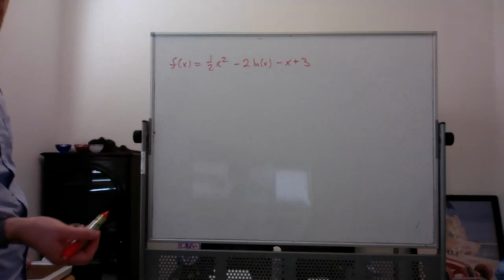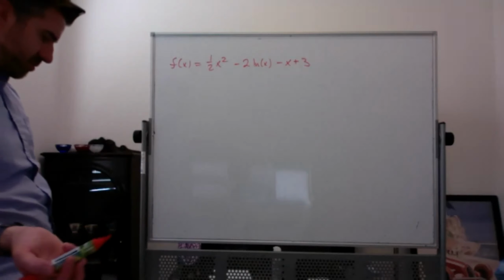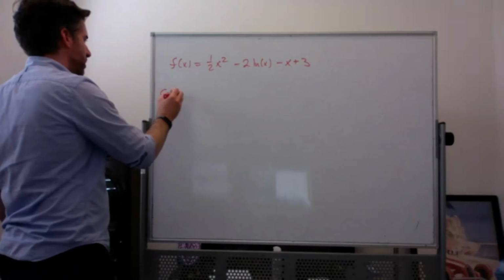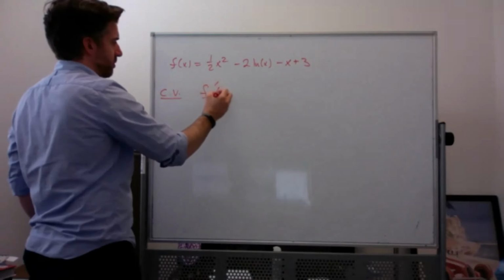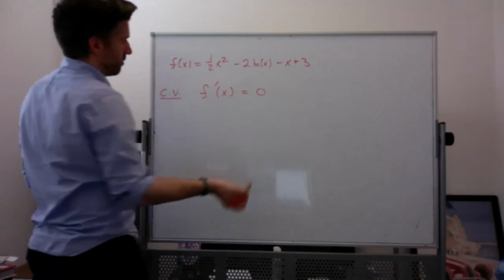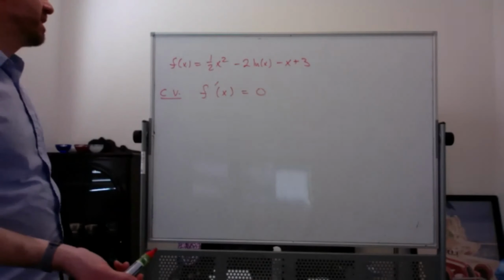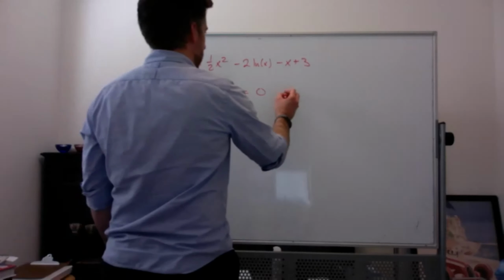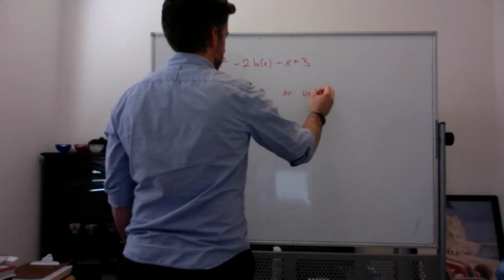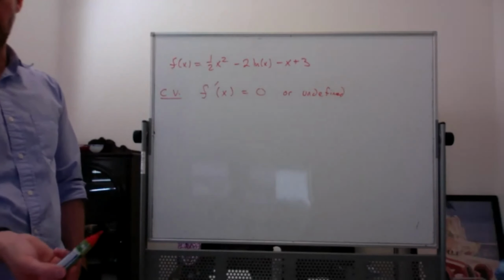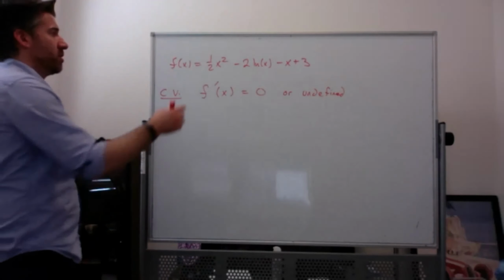Interesting. All right. So first things first, if we're going to find the critical points, the critical values, we have to take the derivative and set it equal to 0. That's always our first step when we're finding critical points. I guess I should also say, or undefined. Now, we'll talk about this in just a sec because there is some fine print we need to be aware of here. So what is my derivative?